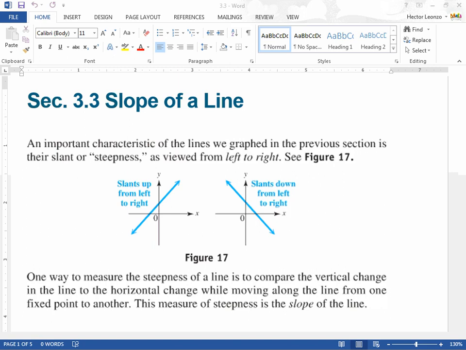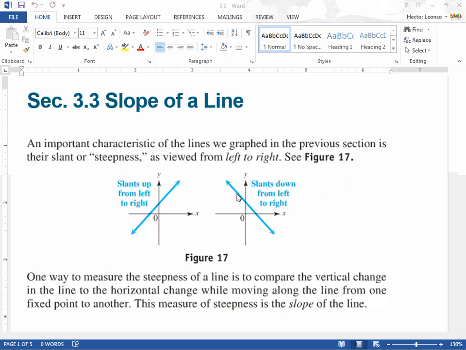Now for section 3.3, we're going to start talking about the slope of a line, which is the inclination of a line. Is it really slanted? Is it barely slanted? So that's what the slope is. If you were traveling from left to right, you can see how this line right here, my blue line, looks like it's going up. So my slope will be a positive value because it's looking up.